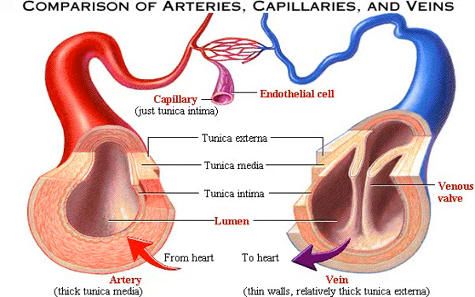Veins are farthest from the heart, and so they experience the least pressure. Their walls are thinner than arterial walls, and their lumens are larger, allowing them to accommodate a large volume of blood. The tunica externa is the heaviest wall layer in veins.